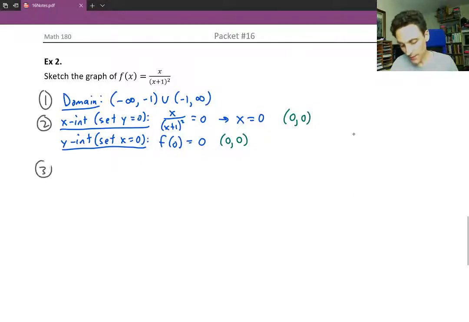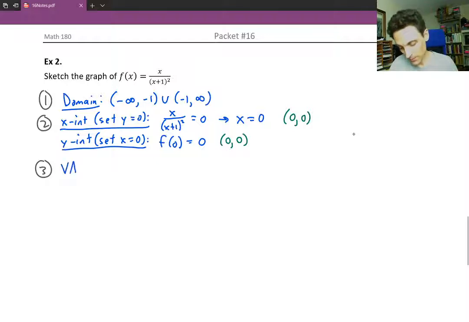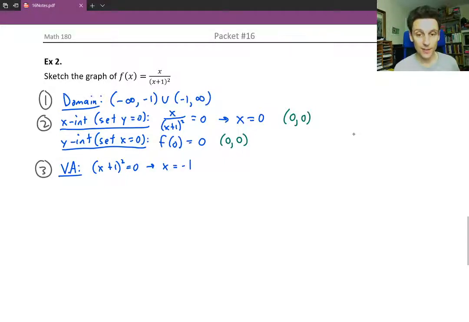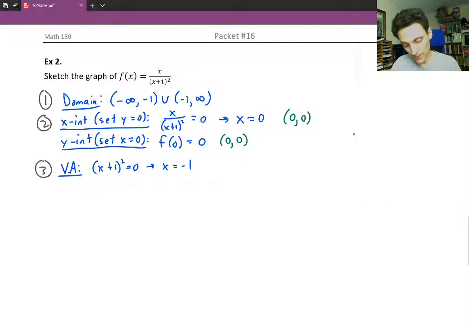Step 3 will be to find vertical and horizontal asymptotes. So first we'll look at vertical asymptotes, see if there are any. And here we have a rational function, so we can think the vertical asymptote will happen when the bottom of the function is equal to 0, which is at x equals -1, and where the top is not equal to 0.